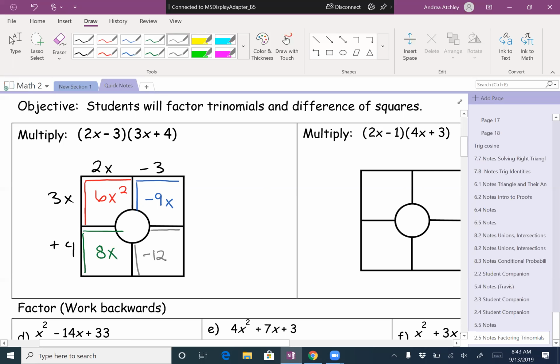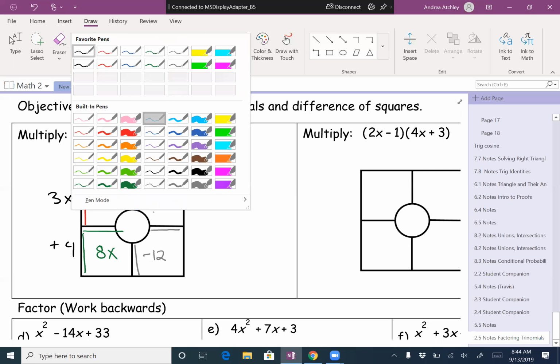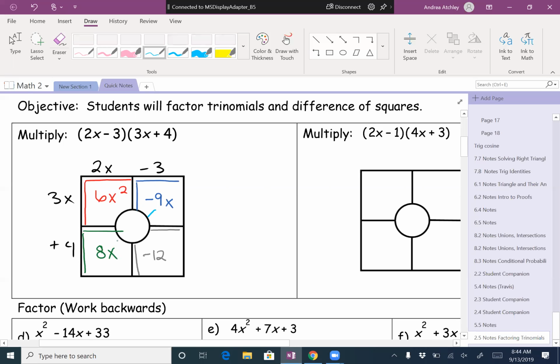I have that circle. This is the first time you guys have seen that circle because it's the two like terms. When I combine those like terms, I'm going to put them in the middle. So negative 9 and 8 are like terms. And usually when you're multiplying binomials, you're going to have those diagonals match. And so negative 9 and positive 8, they are opposite signs, so I subtract and get negative 1x or negative x.